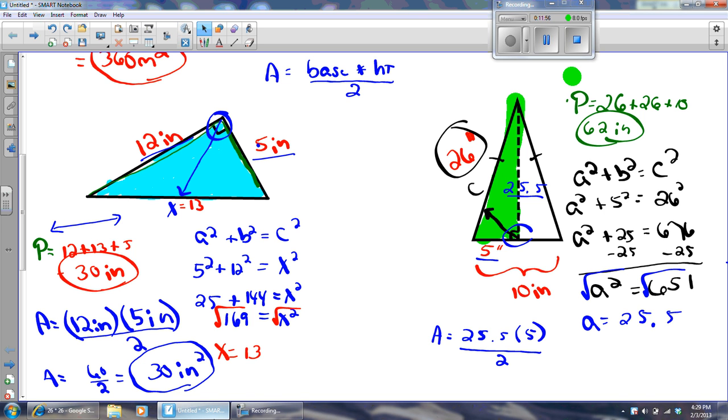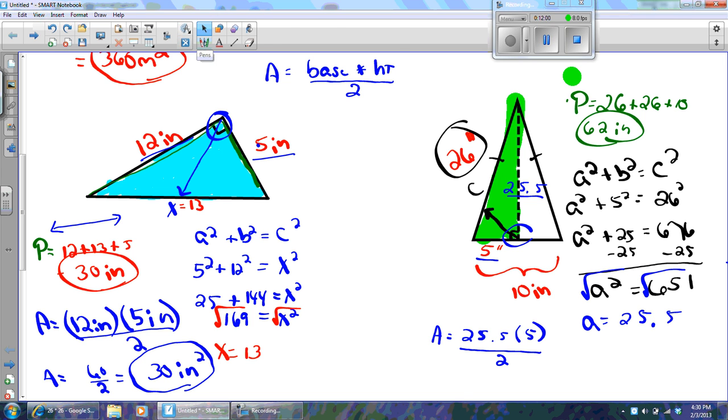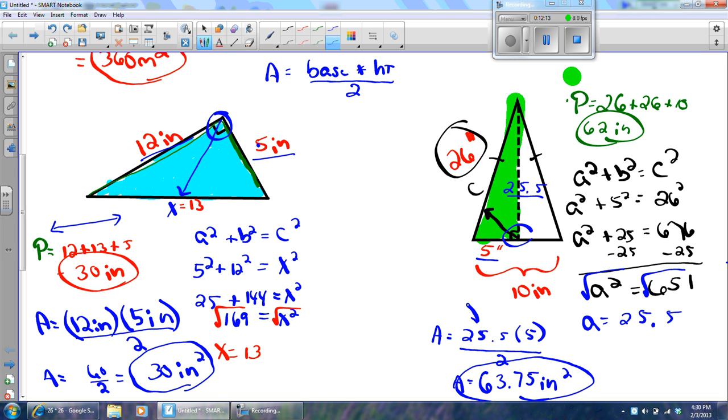So A is going to equal 63 and 3/4. And we are inches squared because it's area. I wonder where the square inches came from. I did inches times inches, right? When I divided, I didn't get divide by any inches, so it stayed squared.